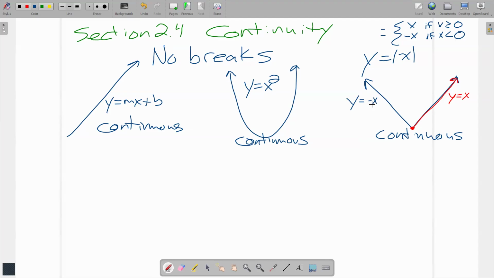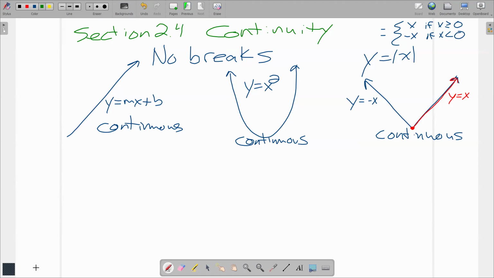Next, tell me about the slopes of this. With a straight line, the slope's always the same. With a parabola, right, it's shallow at the bottom, steeper on either edge. What's going on with the slopes on the absolute value? Well, the slope changes in the middle, yeah. So what's the slope on the left side? Negative 1, right? What's the slope on the right side? 1 over 1, or just 1, yeah.